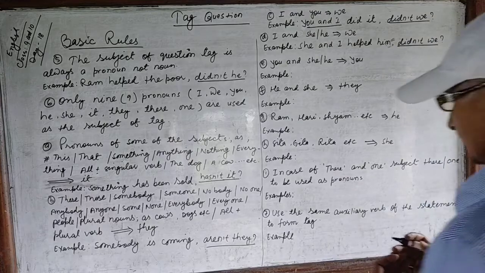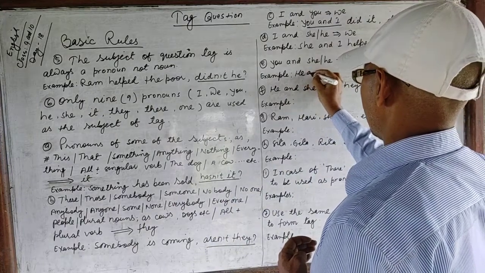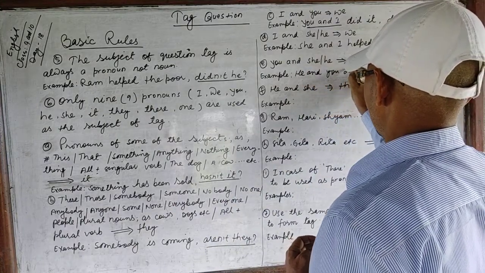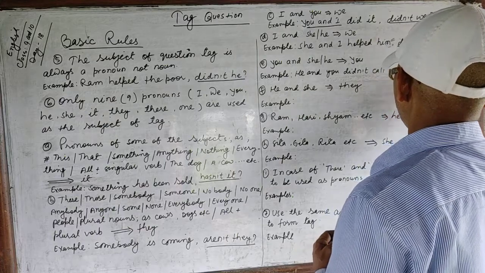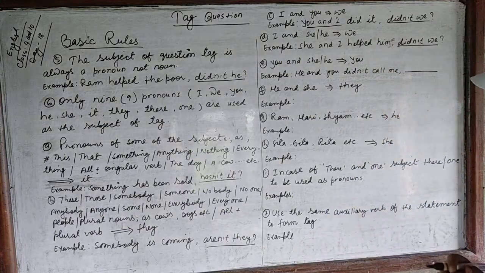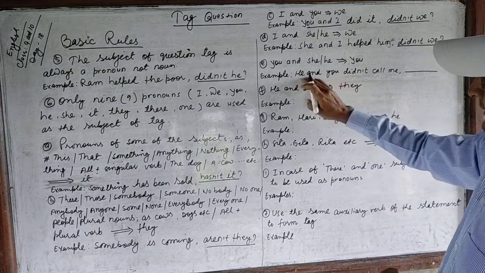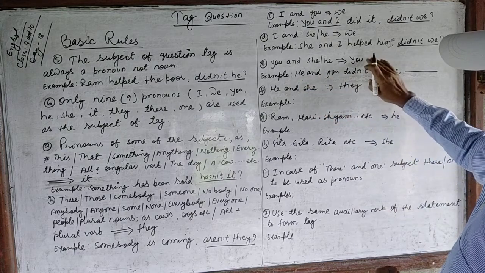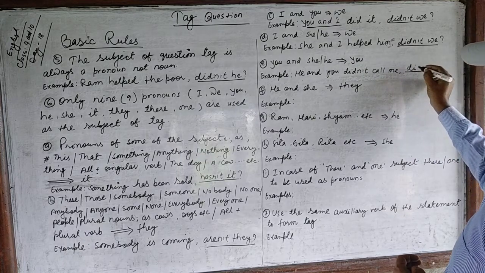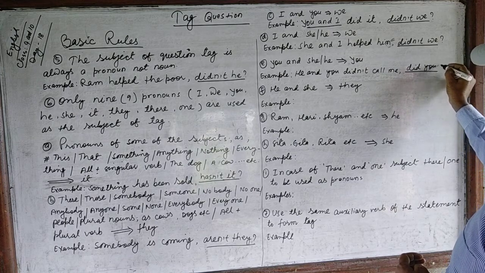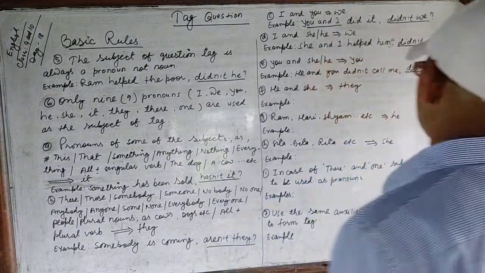Let's clear it up, writing an example. He and you didn't call me. There is he and you in the subject of the statement. So we write you as a subject in the tag. The tag is did you. You is the subject in the tag.